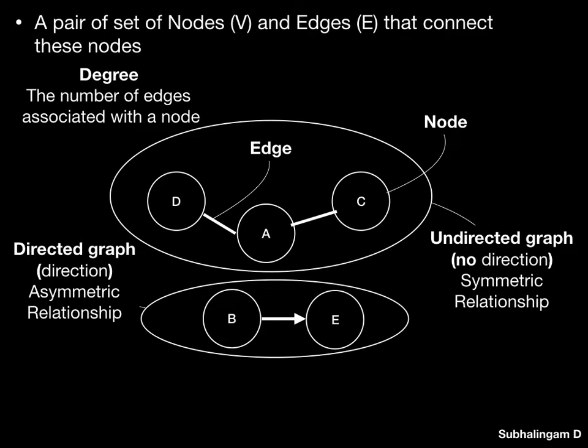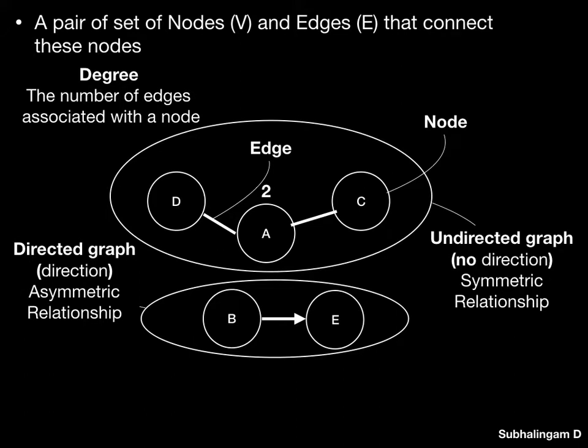Next, degree. What is degree? This is the number of edges that is associated with a node. So in the top graph, the degree of A is 2 because there are two edges from A.